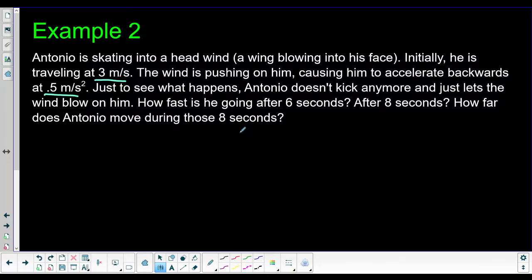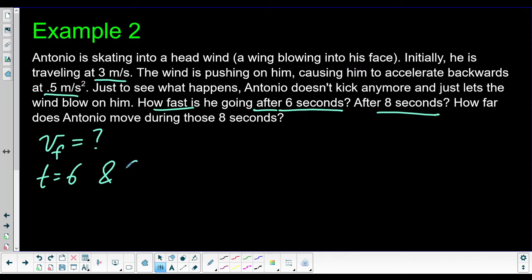Okay, so let's read the questions and see what we're looking for. How fast? That sounds like a velocity. After? That sounds like a final velocity. So we're looking for V final twice. We're going to do it for 6 seconds and 8 seconds. Those are times, so t equals 6 and 8 seconds. We'll plug them in separately.